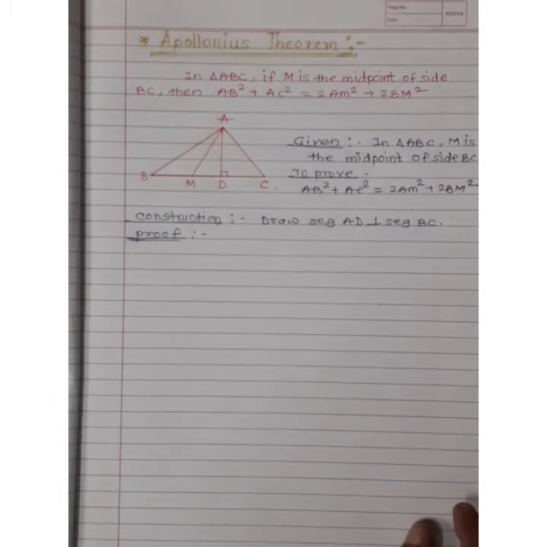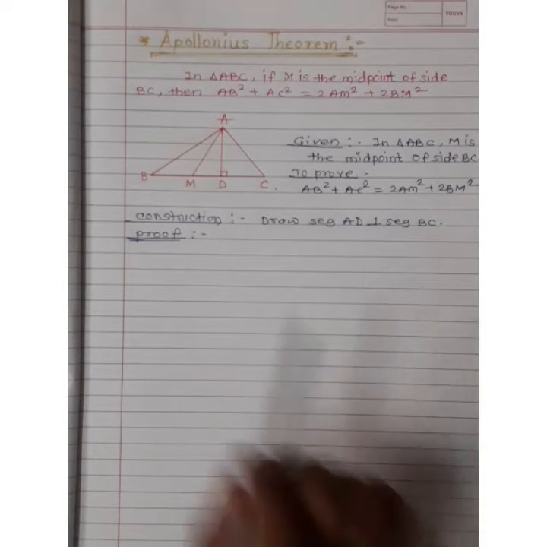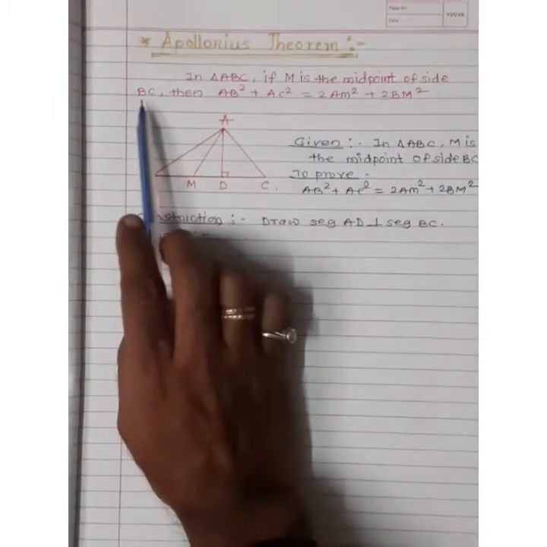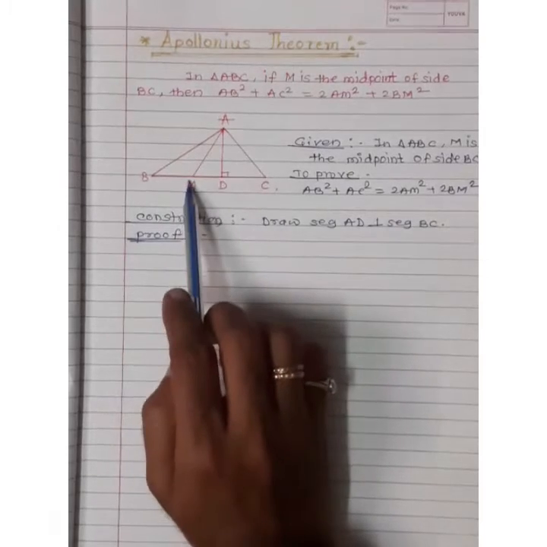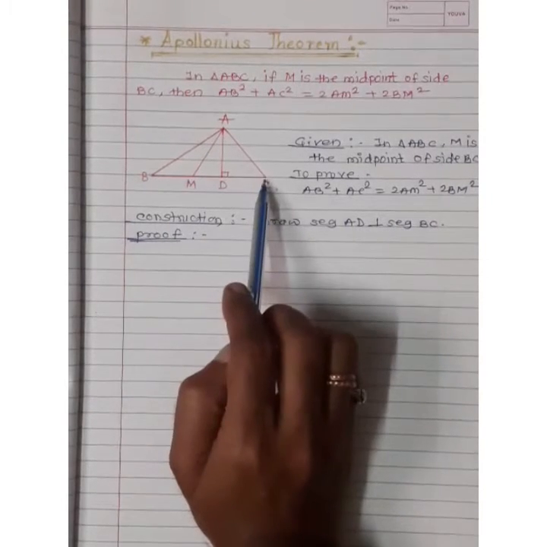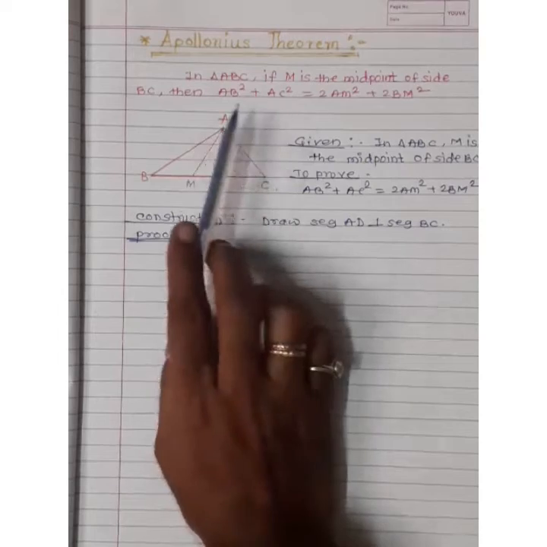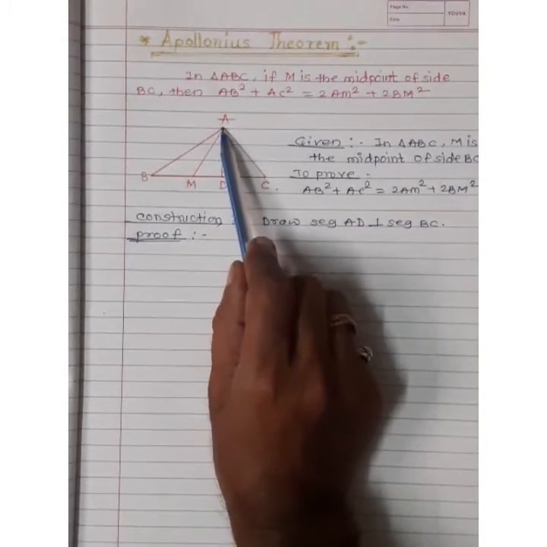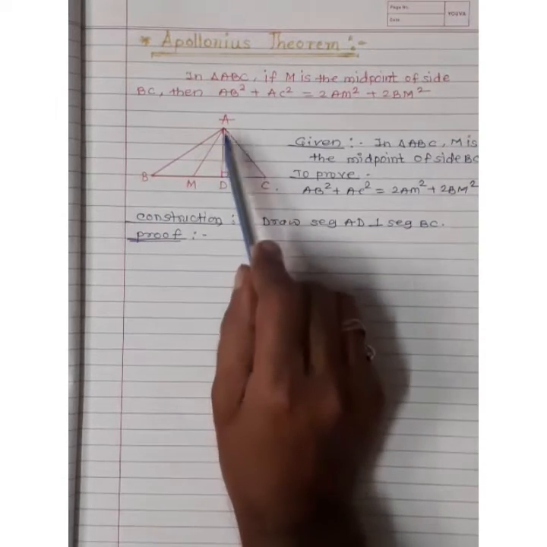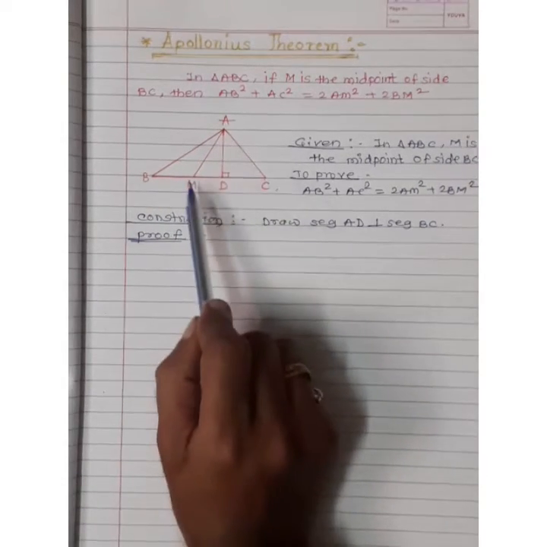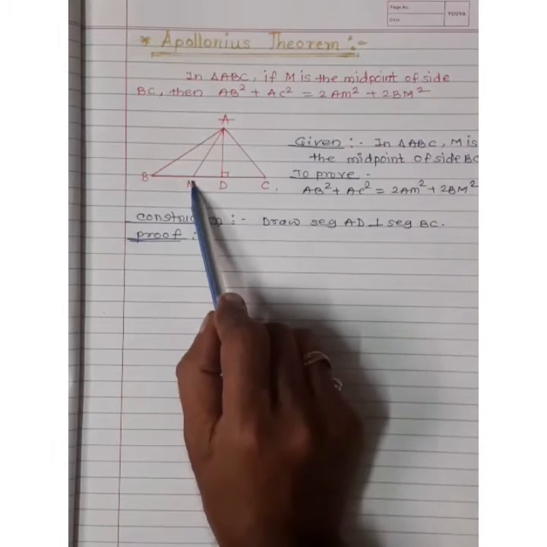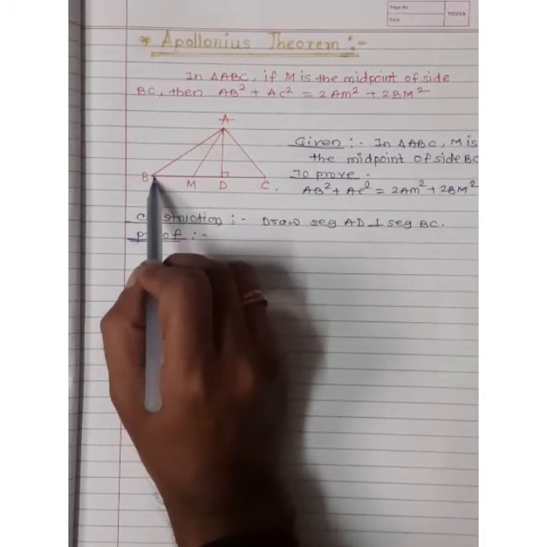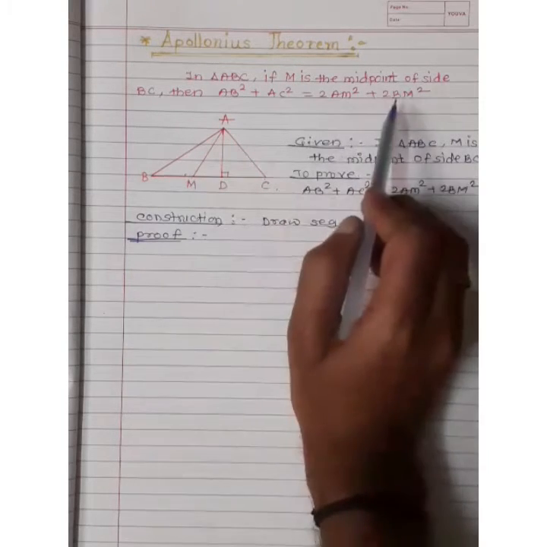Next one is Apollonius theorem. In triangle ABC, M is the midpoint of the side BC. Then prove that AB square plus AC square is equal to 2AM square plus 2BM square.